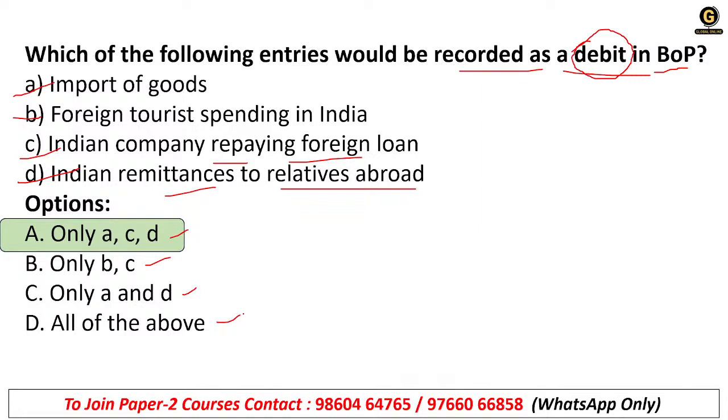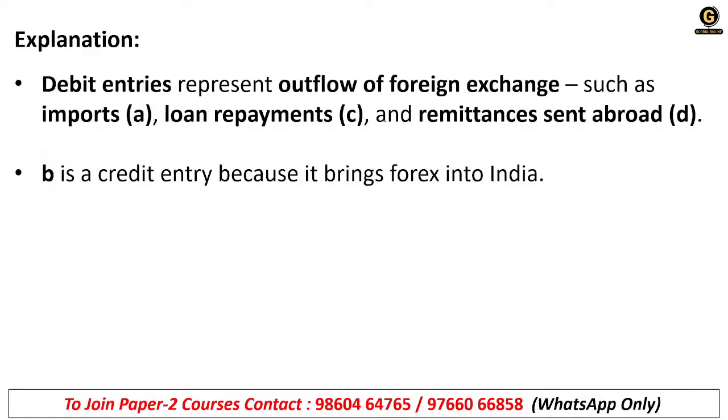Import of goods, that means debited. Foreign tourist spending in India, debited. Indian company repaying foreign loan, debited. Sorry, not A, B, C. It is A, C, and D. Foreign tourist spending in India, how is it called debited? It is credited, right? The income is coming, the inflow is there, it is in the country. Sorry for that. A, C, and D is the correct one.